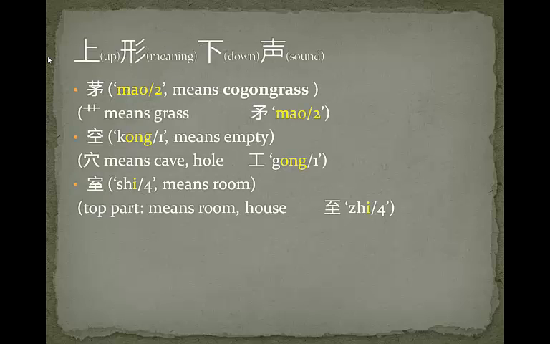Alright, another way is 上形下声. 上 means up, 形 means meaning again, 下 means down, 声 means sound or pronunciation. So this kind of character can be divided into upper and lower parts. The upper part indicates meaning, the lower part indicates pronunciation. Alright, let's look at the example.